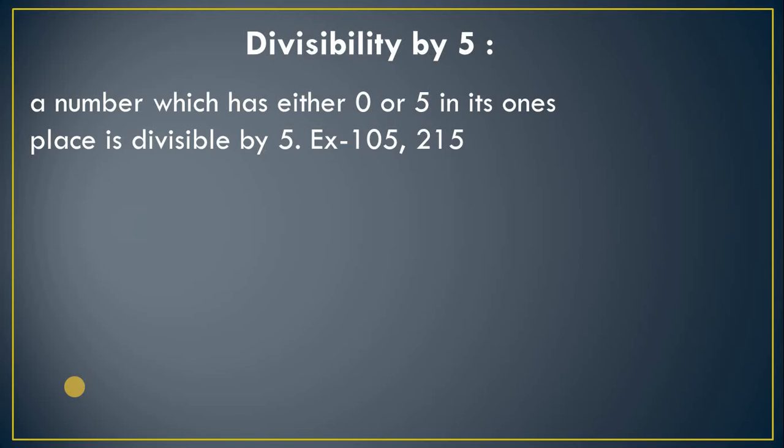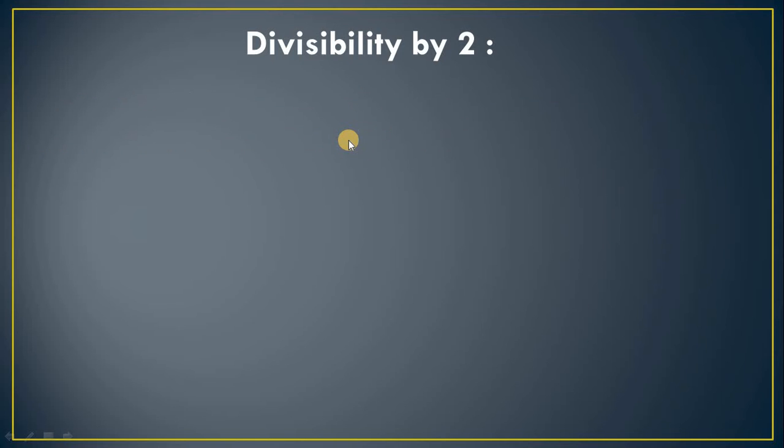Divisibility by 5. A number which has either 0 or 5 in the ones place is divisible by 5. So if the number is 105, 215 or any other number, if the last digit in the ones place is 5 or 0, then it means that the number is divisible by 5.